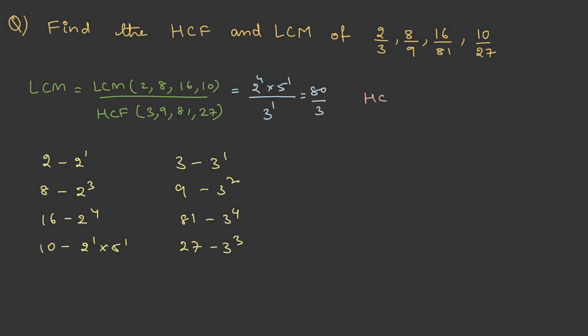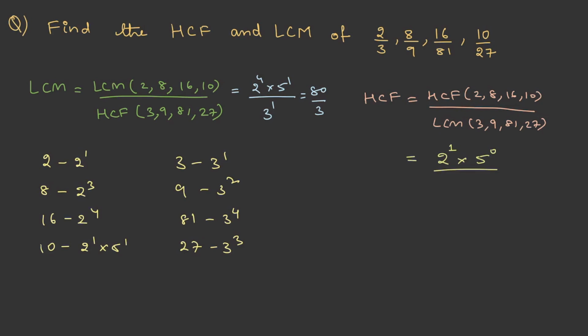Now, coming to the HCF, HCF is HCF of 2, 8, 16, 10 upon LCM of 3, 9, 81 and 27. Again we take the prime factors, we have 2 and 5. In this we need to take the least powers. For 2 the least power is 1 and for 5 the least power is 0, divided by LCM, we have only 3 as the prime factor. For that we need to take the highest, that is 3 power 4. So, this is 2 by 81, that is the HCF. I hope you are able to get this.